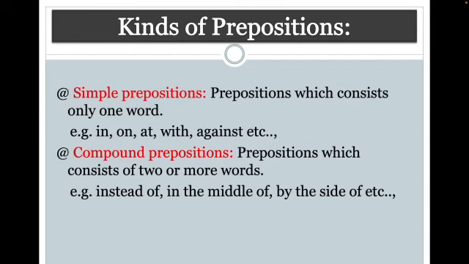There are two types of prepositions. One of them is the simple preposition, prepositions which consist of only one word. You have several of these, such as in, on, at, with, against. There are dozens. You also have compound prepositions, prepositions which consist of two or more words. For example, you might use the preposition instead of, in the middle of, by the side of.